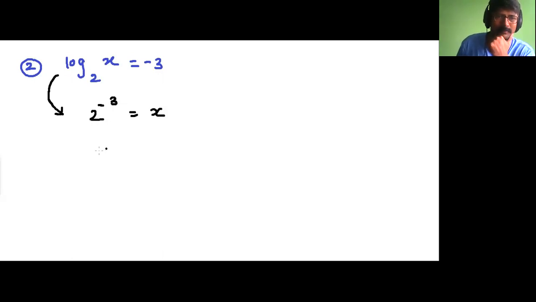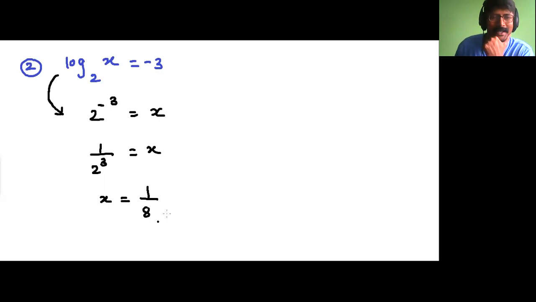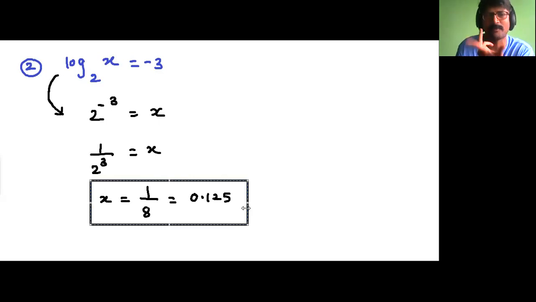Now 2 power minus 3 will become 1 upon 2 power 3 is equal to x. So x is equal to 1 by, what is 2 power 3? 8. Now 1 by 8 can be written as 0.125 also, isn't it? So you write any of these answers. x is equal to 1 by 8, x is equal to 0.125. Now it's very simple, guys. Sometimes they'll give the fraction answer, sometimes they'll give the decimal answer. Isn't it so simple? I hope you understood this.